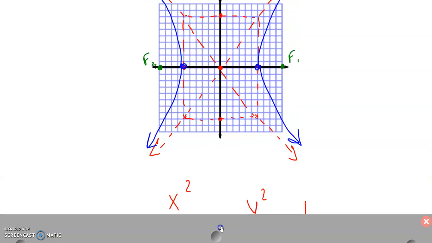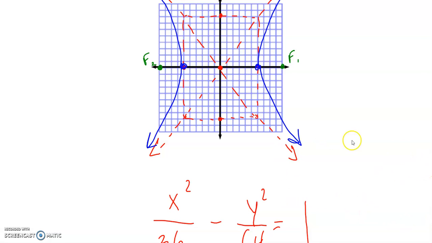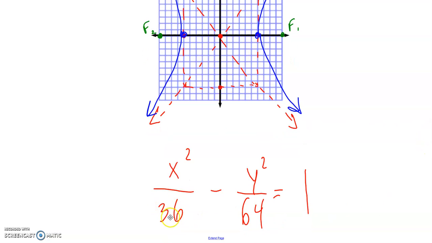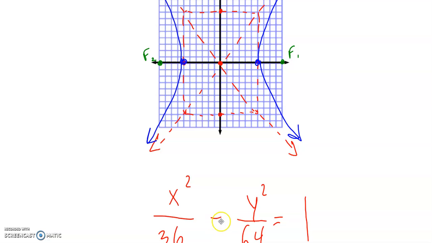It's centered at (0, 0), so that's an x squared and a y squared on top. In the x direction, that's a stretch of 6. The y direction is a stretch of 8. So 6 squared goes underneath x squared, and 8 squared goes underneath y squared. Pay attention though to the order of your subtraction. I put x first because it opens to the left and right, and then I'm subtracting y.